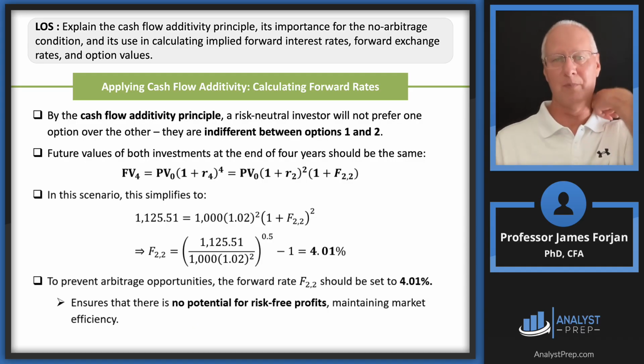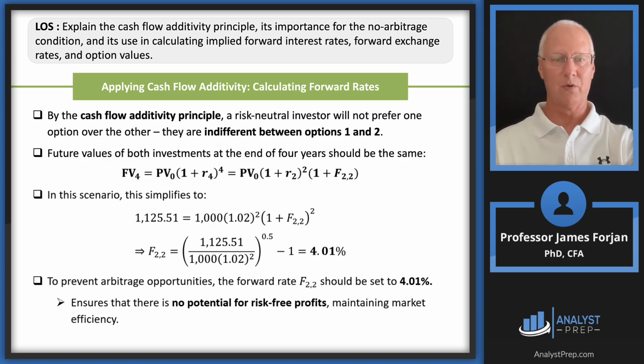So look down in the third box. So what are we doing? 1125.51. We're forcing that future value to equal, there's my 1,000, there's the 1.02. Don't forget to raise it to the 2 power because it's 2 years. And then what is that forward rate? Well, we'll do some algebra there. So look at the bottom arrow point. Ensures that there is no potential for risk-free profits and maintaining market efficiency.